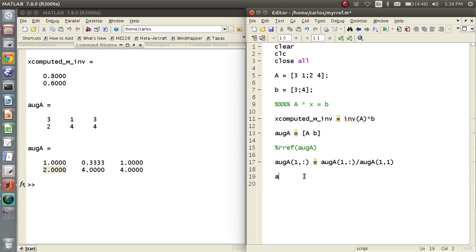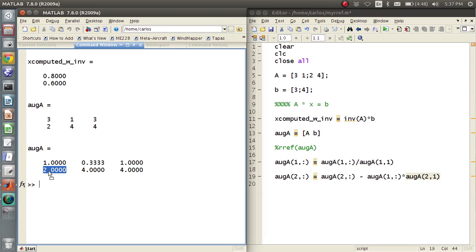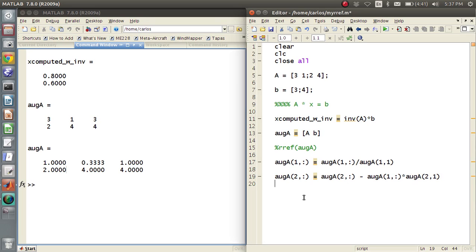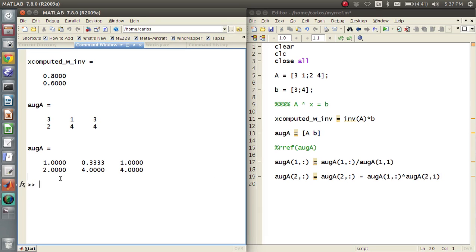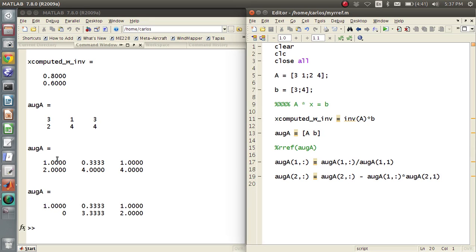So now I'm going to take the second row, and I want it to be equal to the second row minus the first row times the second element here. So I'm going to take the entire first row, multiply it by this 2 here, right? 2, 1. That's the second row, first column. And then I'm going to subtract it from the second row and put that back in the second row. So what's going to happen is I'm going to get a 1 here and then a 0 here. And there we go. There goes my 2 here and 0 here.